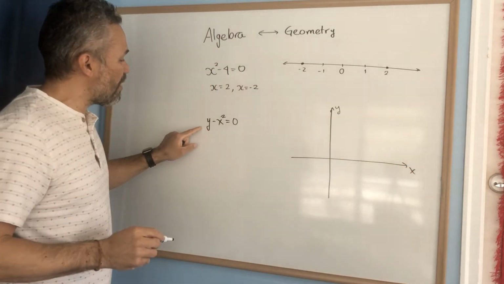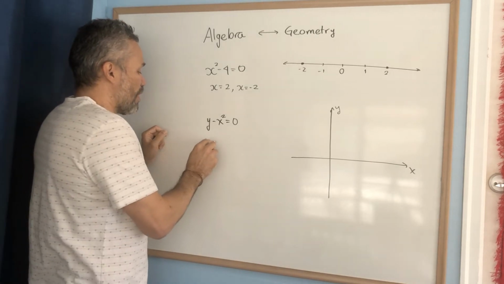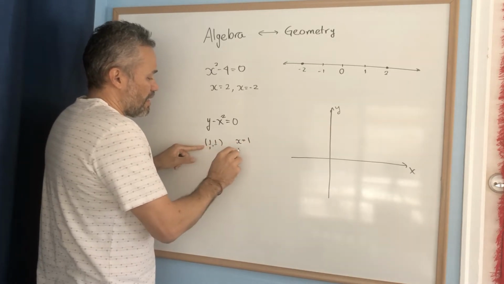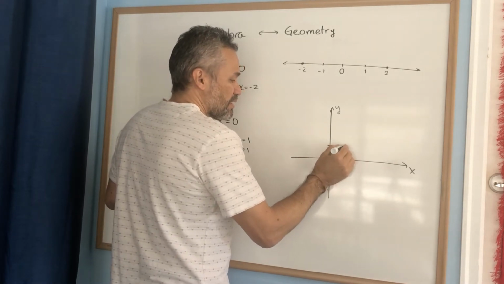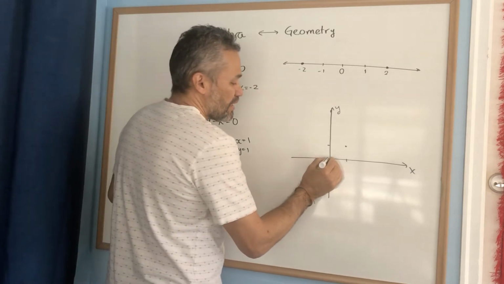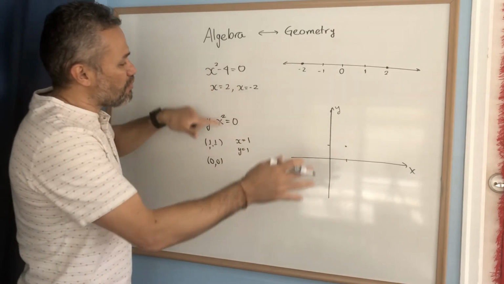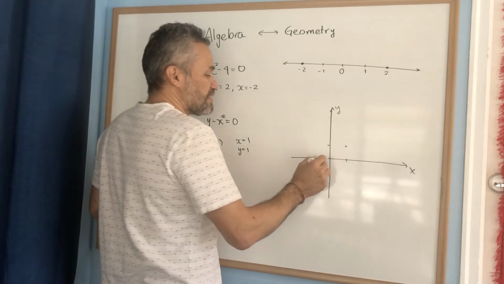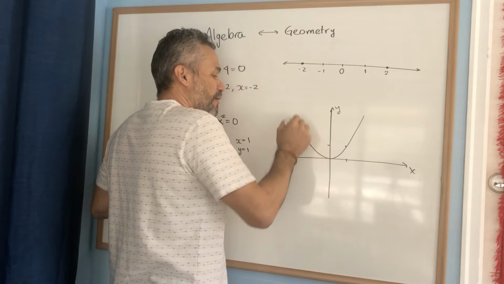And when we think about every possible number that satisfies this equation, for example, 1, 1, that means x equals 1 and y equals 1 is a solution. We can see that x equals 0 and y equals 0 is a solution. But when we try to test every possible point and highlight those that satisfy the equation, we will get something that is called a parabola.